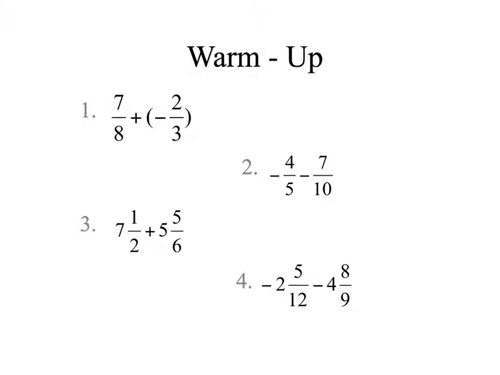So starting with number 1, my common denominator in this case is going to be 24. I'm going to multiply the first fraction by 3 and the second by 8. It's going to give me 21 over 24 plus negative 16 over 24. When I add those together, I get 5 over 24 as my final answer. 5 over 24 is reduced as small as it can go, so I don't need to worry about simplifying it any further.